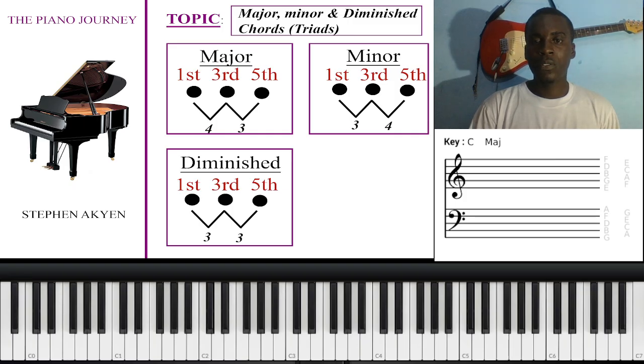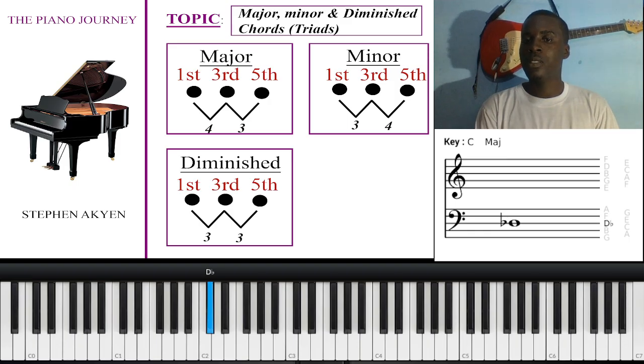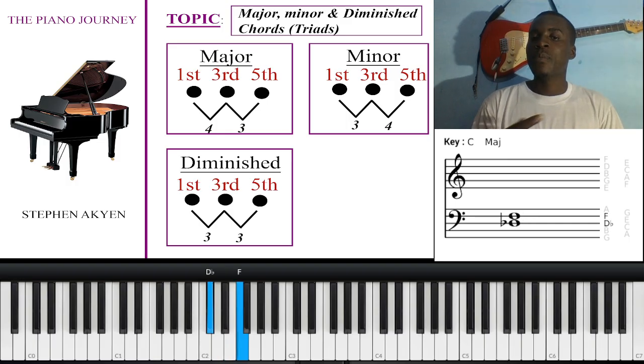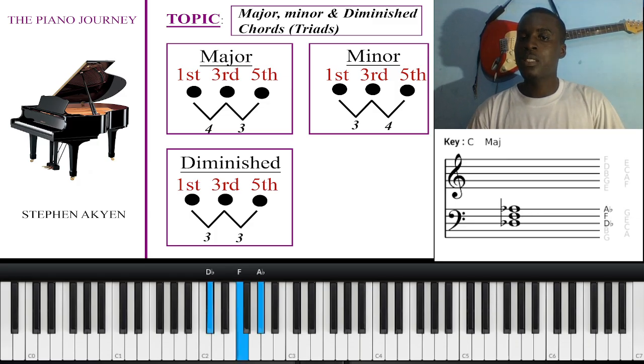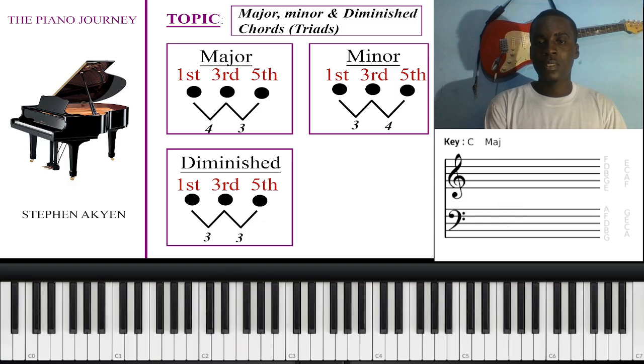Let's use another example. Assuming I'm in the key of, let's say, C sharp, and I want to find the chord of this C sharp. It is the same principle. From here, I count 1, 2, 3, 4. Then I get my third. Then from this third, I count another 3 steps. 1, 2, 3 to get my fifth. Then you play it as the chord, like this.